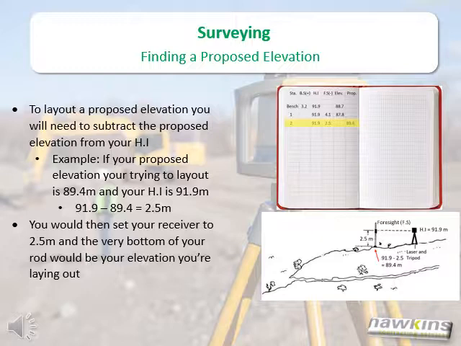You would then set your receiver to the 2.5 meter spot on your rod, and the very bottom of your rod would be the elevation you're trying to lay out.